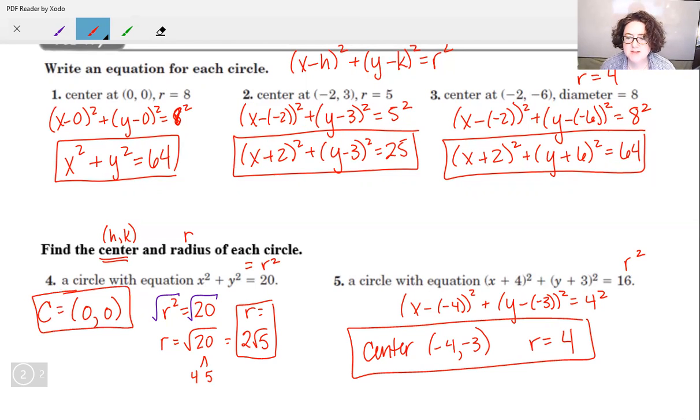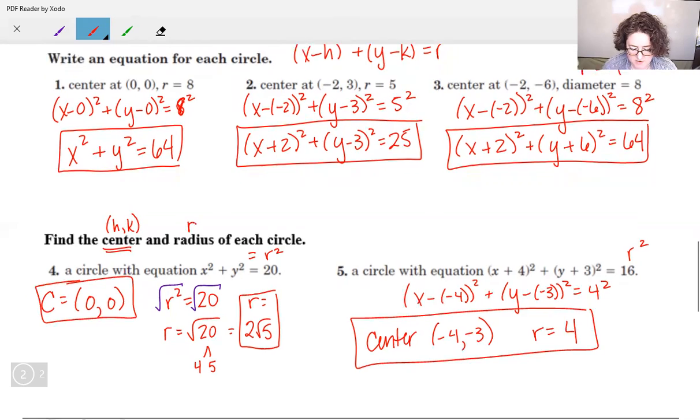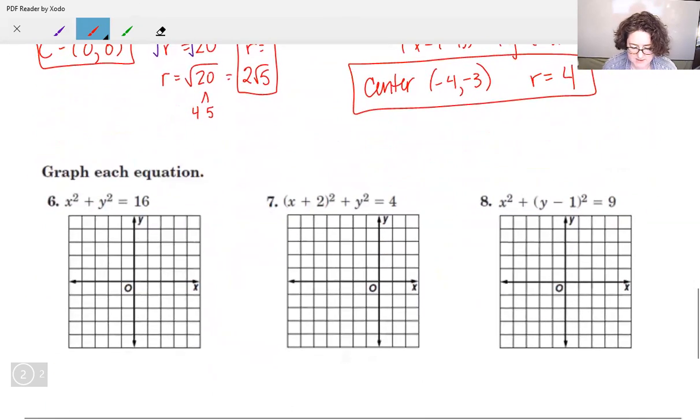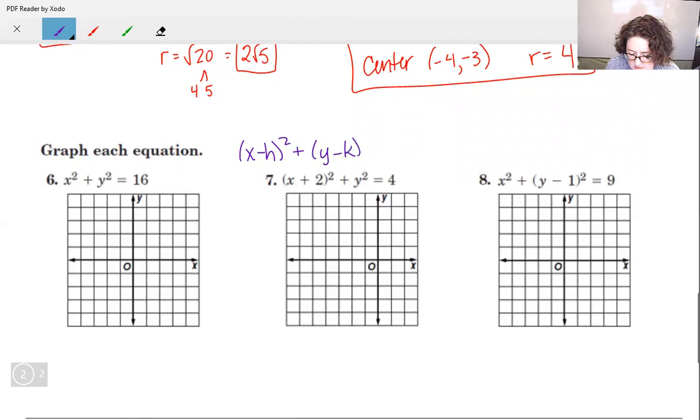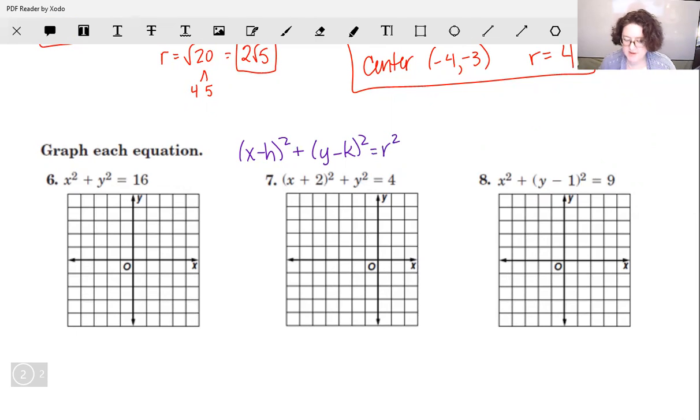Alrighty, so last set of examples is just graphing the circle from the equation. So here we go, 6, 7, and 8. And I'm going to go ahead and write out our reminder, x minus h squared plus y minus k squared equals r squared. Okay, I'm going to flip back over to red because that's a little easier to see. So again, each one, if you can determine what your center is and determine your radius, you can graph your circle. So what's your center for number 6?